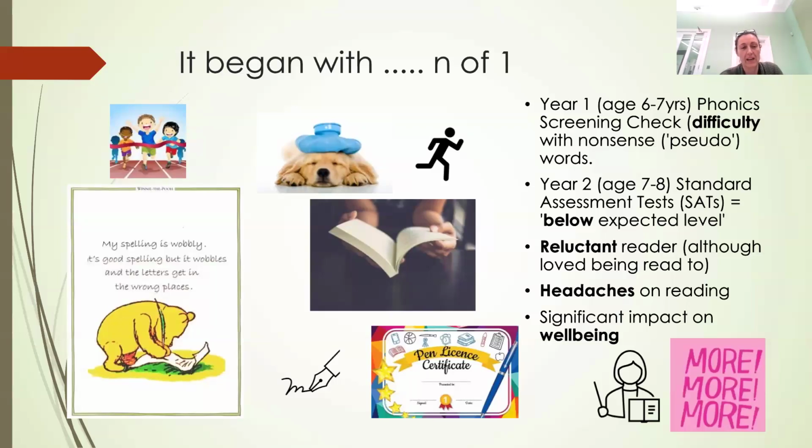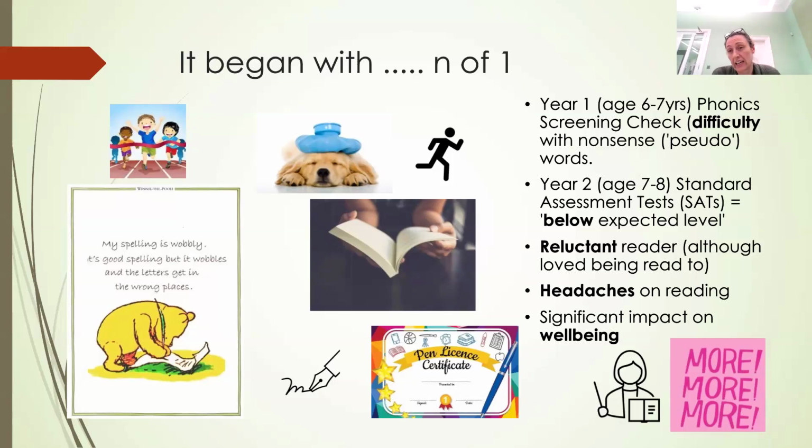She very much identified with the Winnie the Pooh, "My spelling is wobbly" poster, and she reported headaches on reading. She had an aversion to reading. She would be chased around the house to try to get her to do her practice, and had trouble getting her pen licence, which is in key stage 1, where they were acknowledging acceptable writing, basically formation of words, and if you got that, you were able to write in pen.